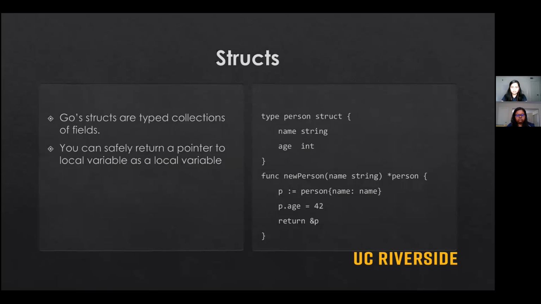Coming to structs, people who are from Java, Python background might not know what a struct is. Structs are basically, if you have ever heard of ADT or abstract data types, that's what you use structs for. So structs can have variables of different types. In this case, name is a string and age is an int. So it is a collection of different types. And you can also return structs in terms of pointers.